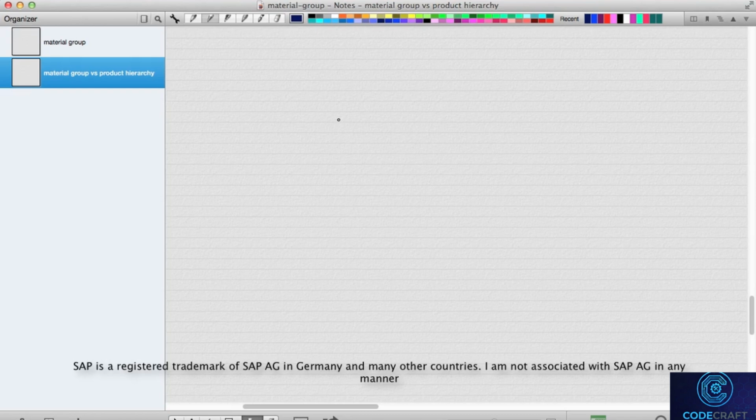The next thing that you want to be able to do is understand why you would use product hierarchy versus material groups. Each have their own use. Now, when would you use product hierarchy versus when would you use material groups?